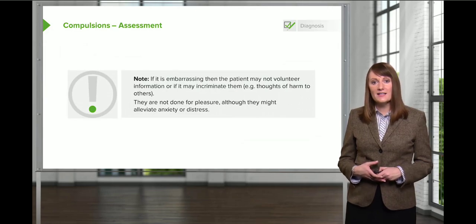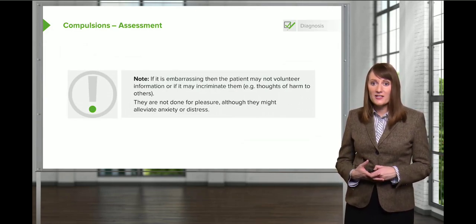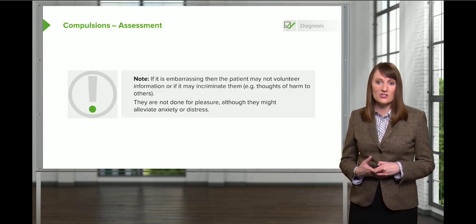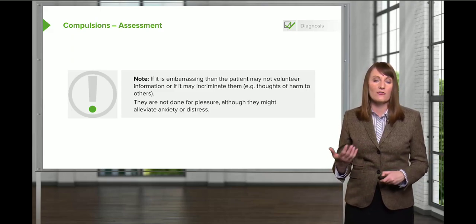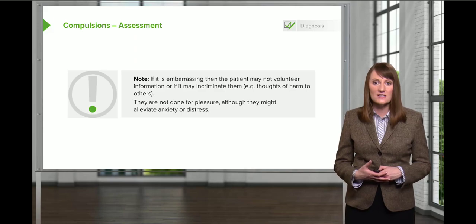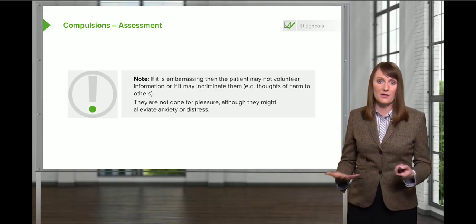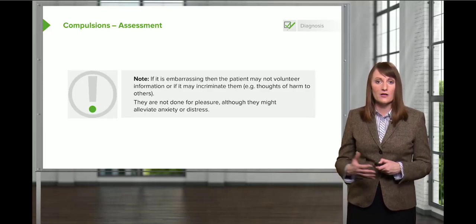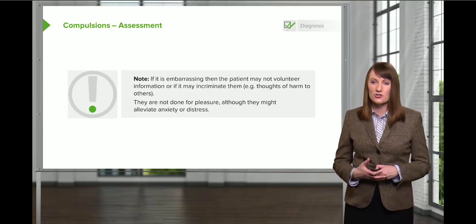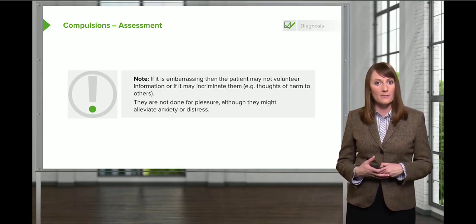And when somebody has a compulsion, they will avoid people, places, or things that trigger the compulsive act. Also note that it is embarrassing. If it is embarrassing, then a patient may not volunteer information or it may incriminate them, such as thoughts of wanting to harm other people. So when you're doing your assessment and you're overtly asking somebody about obsessions and compulsions, it's really important to note that they might feel embarrassed by sharing this information. So therefore, that therapeutic alliance between the doctor and patient is extremely important. You must have their trust in order for them to open up.